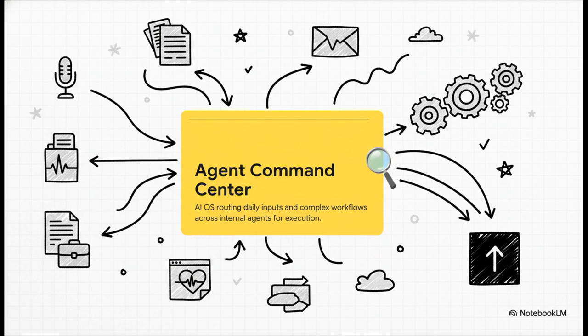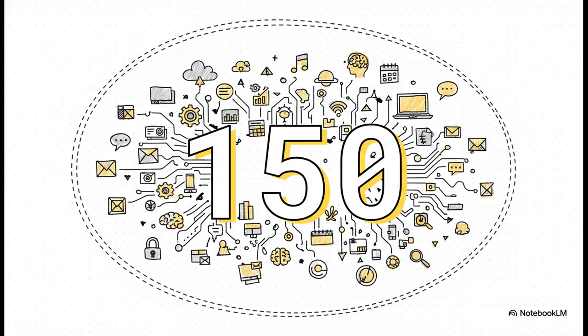Honestly, it's overwhelming. But the ACC is designed to route all of that chaos across highly specialized internal agents. It essentially takes a messy pile of personal and professional tasks and transforms them into a system of seamless, organized execution. It literally takes the burden of remembering and organizing right off your shoulders and hands it over to a dedicated operating system. Now, to really grasp the scale we're talking about here, just look at this number, 150.